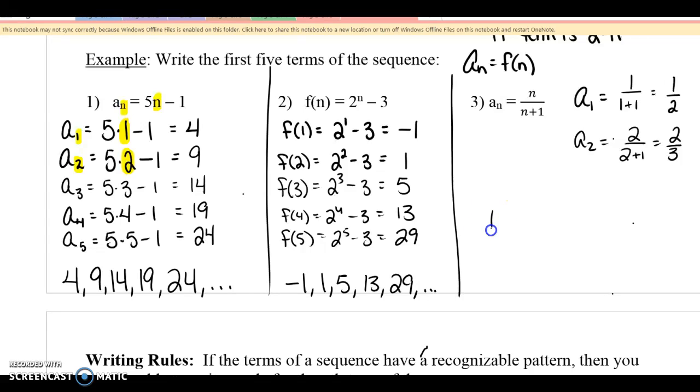The first term is 1/2. The second term is 2 over 3. Third term is 3 over 4, and so on. So if you do the first and second term and you really see the pattern and you know that pattern is going to continue, don't bother with all the math, just do the pattern.